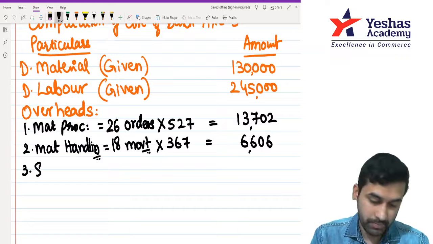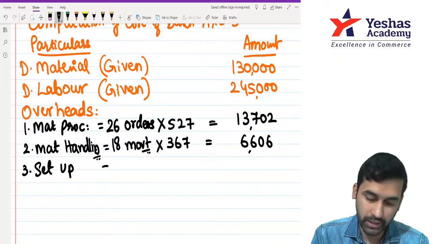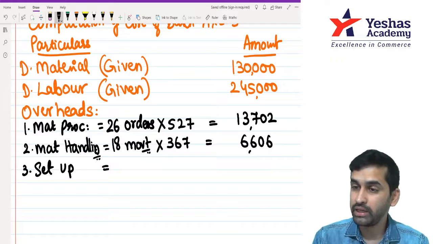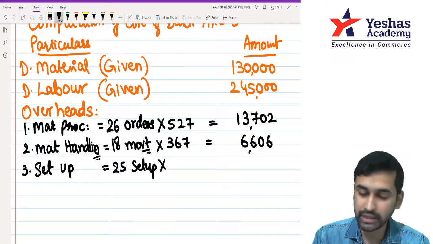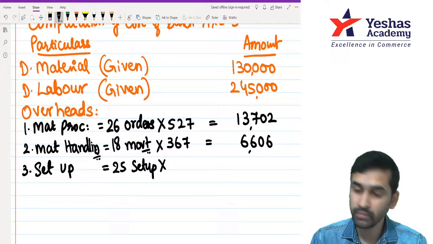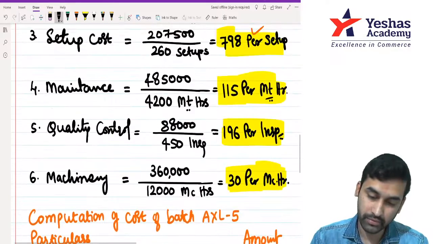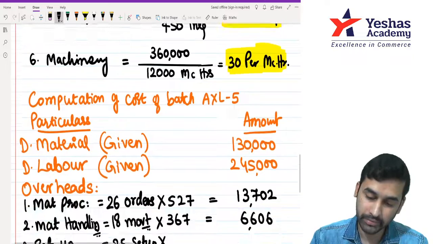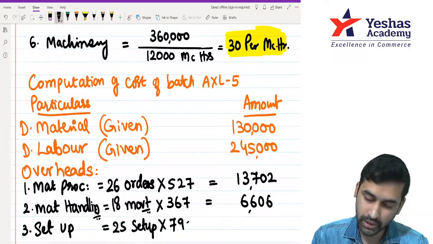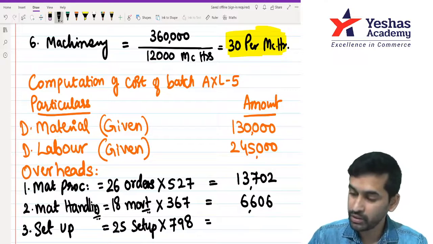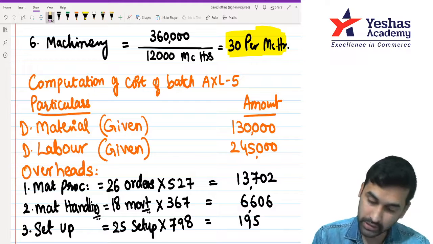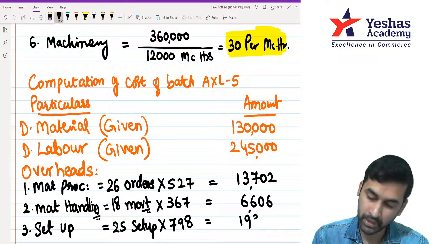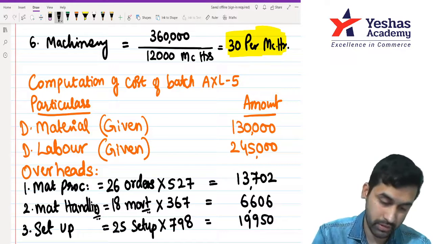Setup cost. Setup related cost. How many setups you need here? 25. So 25 setup into, what was the rate? 798. So 798 into 25, that comes to 19950.